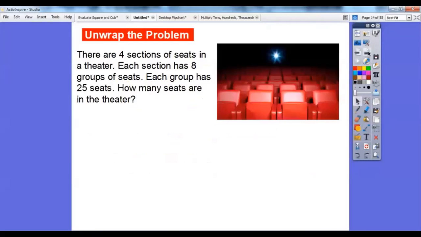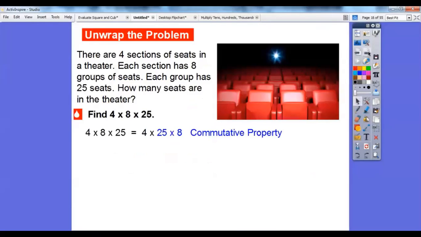Here we have 4 sections of seats in the theater. Each section has 8 groups of seats, and each group has 25 seats. How many seats are there in total in the theater? They want us to multiply 4 times 8 times 25. What we're going to do is use the commutative property and commute the 8 and the 25 around this multiplication symbol and make it 25 times 8.